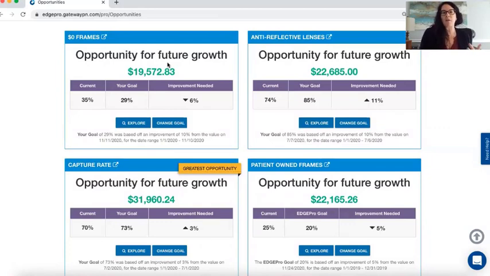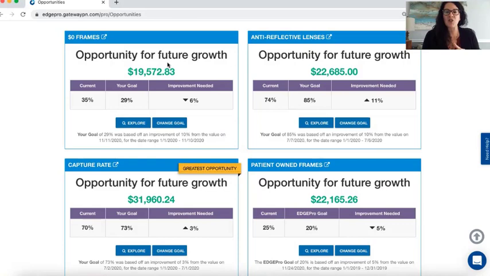So we can see here that for our $0 frames, our current average is 35%. Patient-owned frames are 25%. So what we want to do is dive a little bit deeper and understand where those opportunities might lie. If we made some small incremental changes, let's just say that we improved our current average by 6%, that alone is going to generate $19,572 in our $0 frame. So that's just converting patients over, contributing some dollars towards their frame.